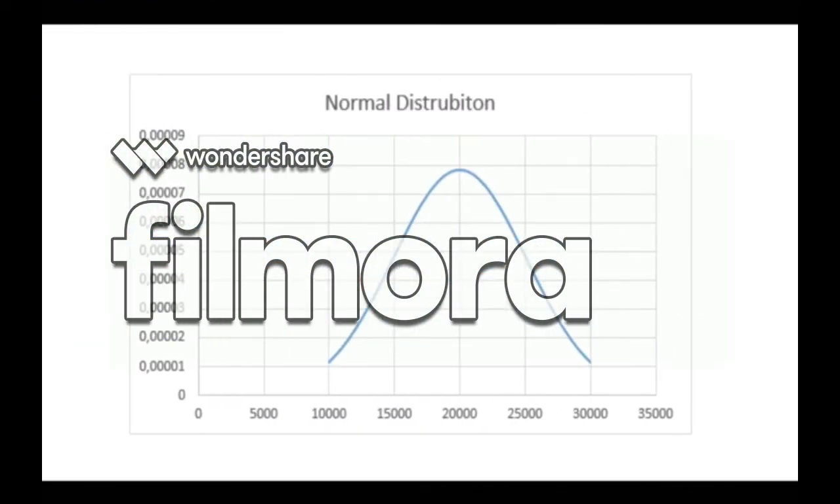With these values, we draw the line chart for the normal distribution. This is the solution for the first problem. Here you can see the normal distribution chart.